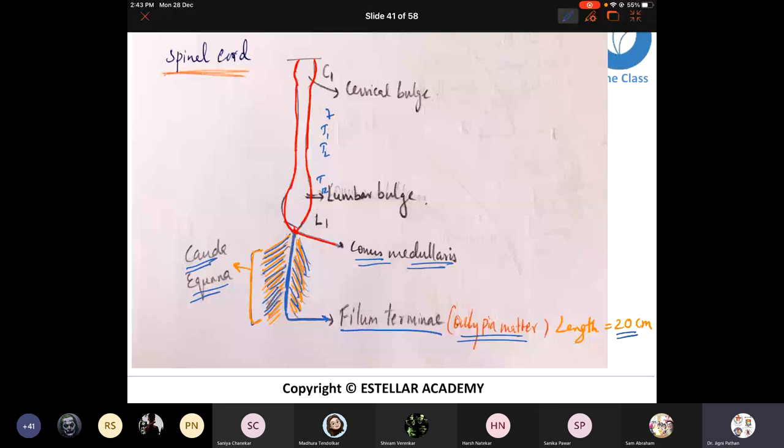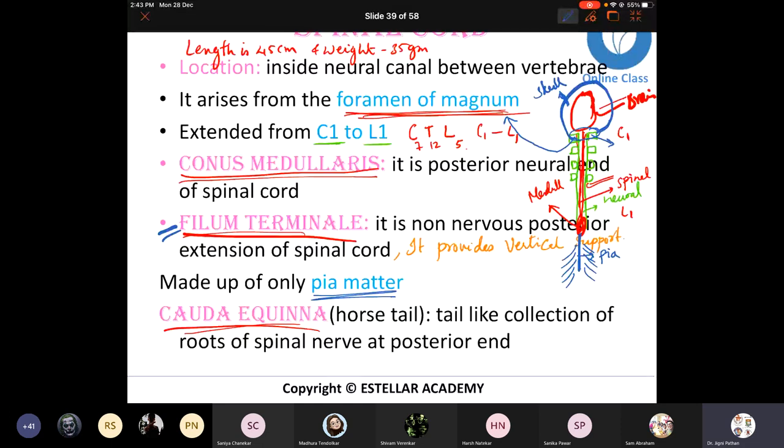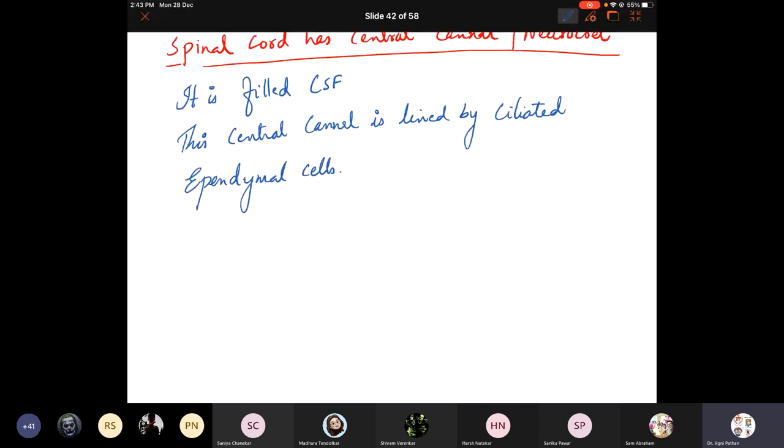All these points you have written. Please read this. Cauda equina, a tail-like collection of roots of spinal nerves at the posterior end. Filum terminale is a spinal cord extension that is made up of pia mater, which provides vertical support. Is this point clear to all?